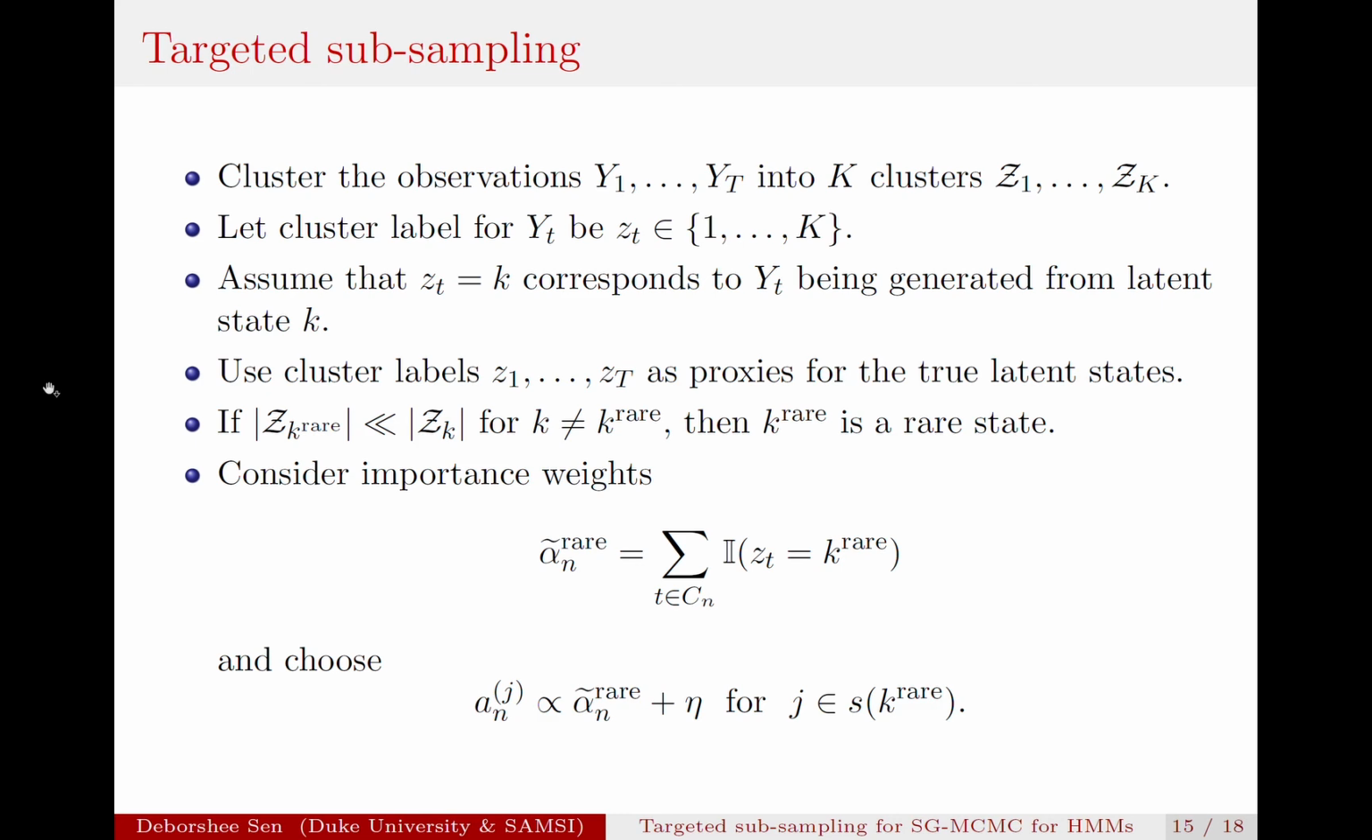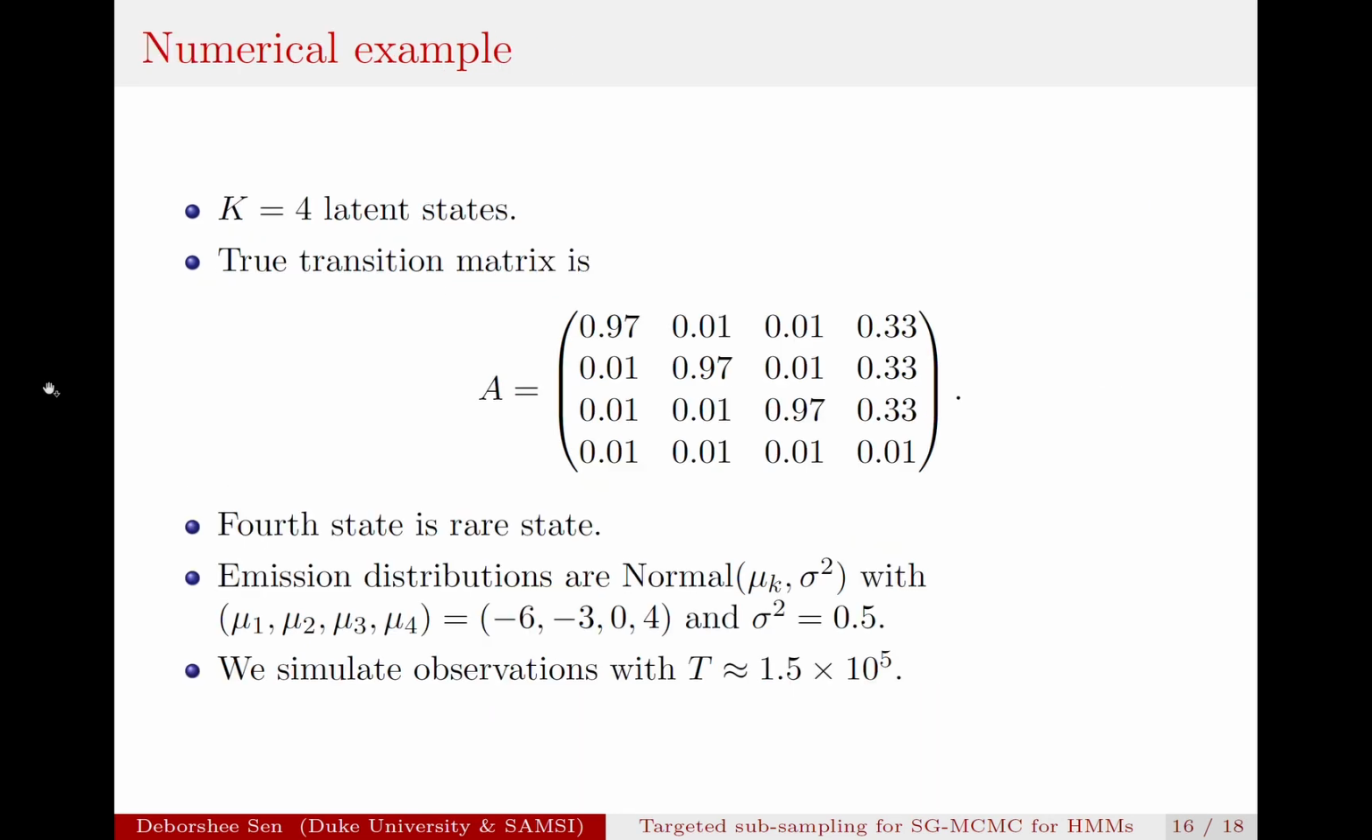I'm going to have one numerical example. This is still ongoing work. We are still investigating these things more, but I have one example where we have 4 latent states, as follows. We have 4 latent states, and state 4 is a rare state.